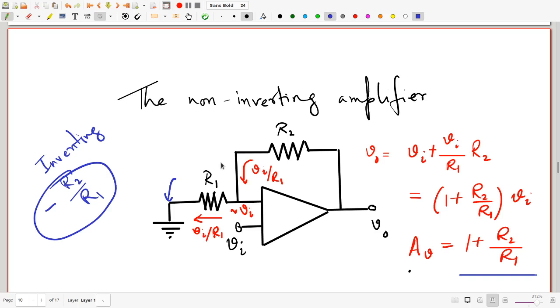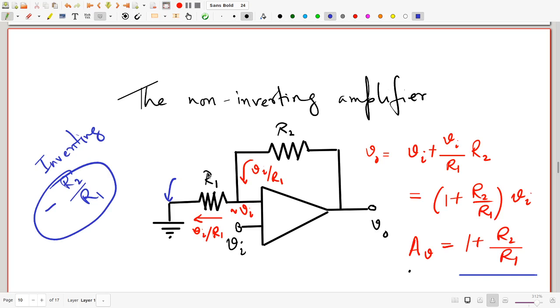So an input connected to the inverting amplifier simply gives you an input current of Vi by R1, which means that the input impedance of the inverting amplifier is R1. It's limited by the input resistor. So the input resistor is the input impedance here. Not for the op-amp, but for this circuit.